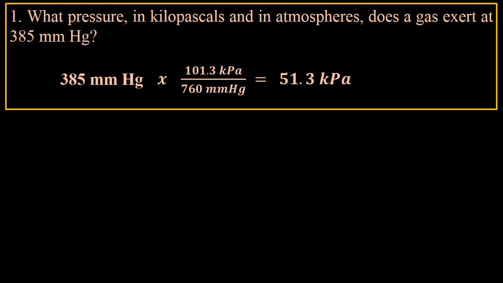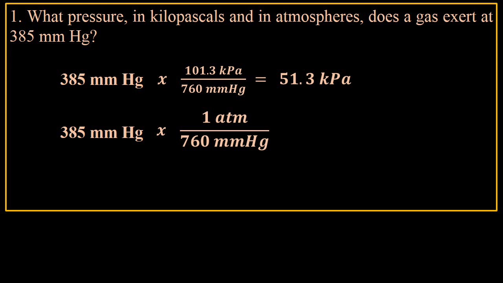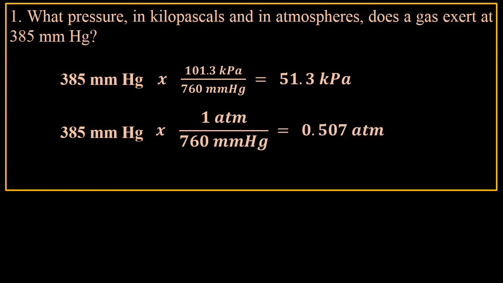Next, you want to calculate this in atmospheres, so you're going to multiply it by a factor of 1 atmosphere over 760 millimeters of mercury. The millimeters cancel out. You're left with atmospheres, and it's going to be about 0.5, 0.507 atmospheres would be the answer.